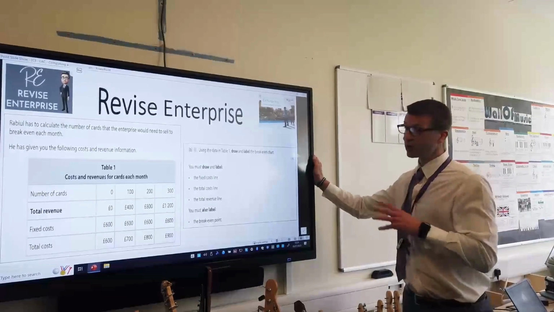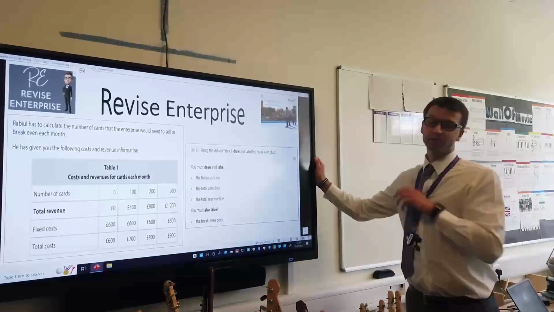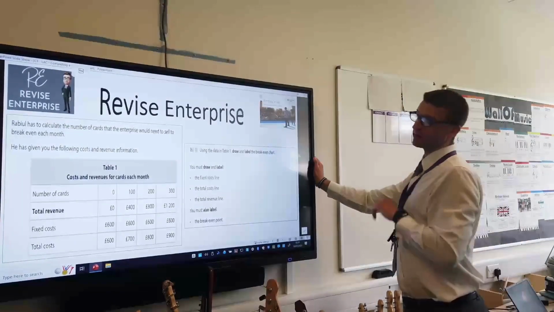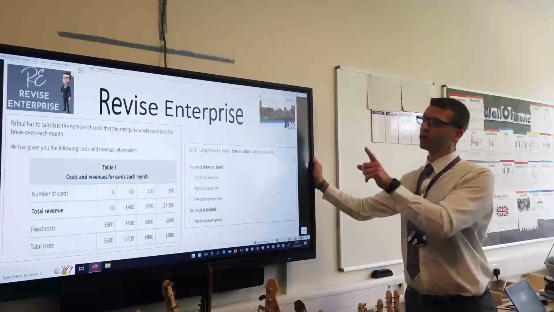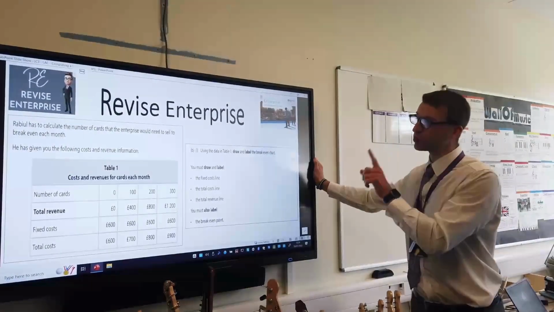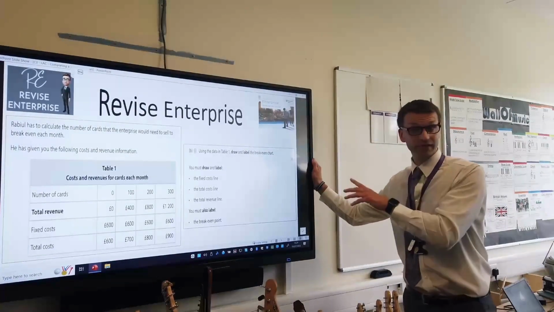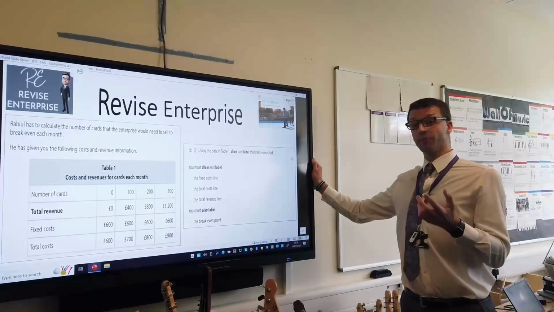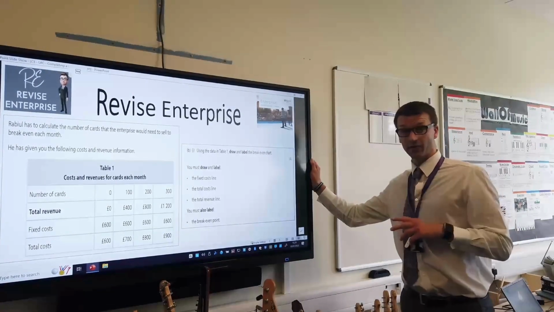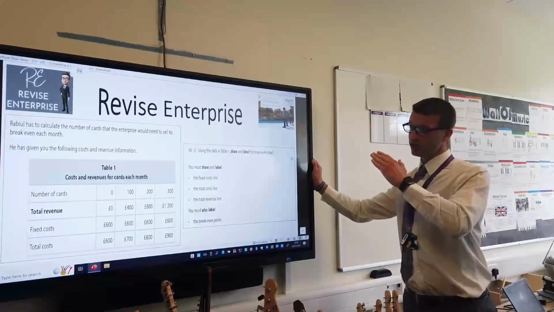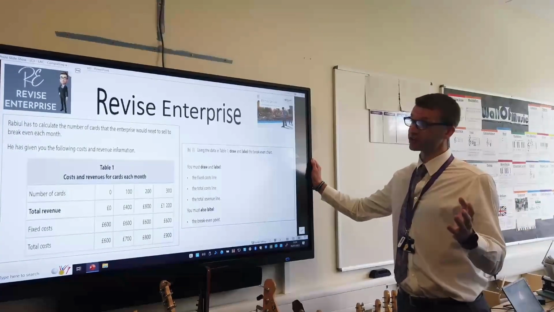Okay, once you've had a look at the scenario, you'll be presented with a question that looks a little bit like this. So it says, Rabidol has to calculate the number of cards that the enterprise would need to sell to break even each month. So the break even point is essentially where the business is not losing money, but it's not gaining money. So it's the point where the revenue and the total costs are exactly the same.